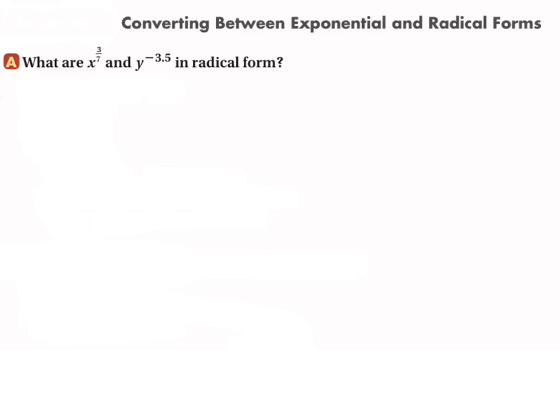So here we've got x to the 3/7 power and y to the negative 3.5, and we want to write those in radical form. So let's just start with x to the 3 over 7 power. Well, if we remember the previous example, we know that this is going to be the index of our radical, and then we can write it like this. Or we said before, you could do this as well.